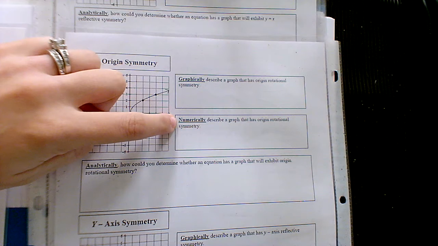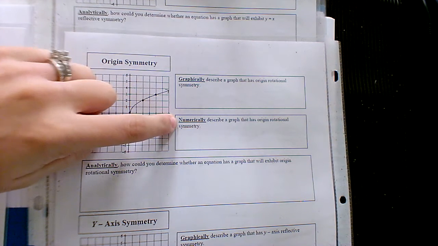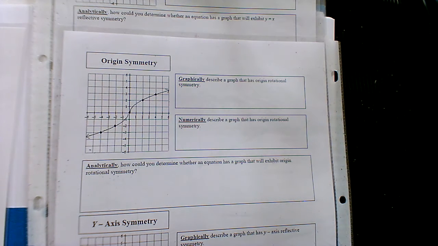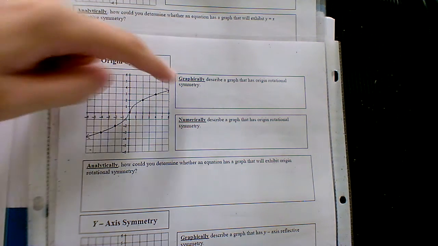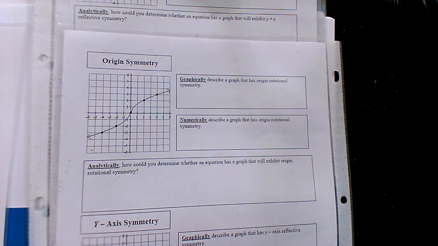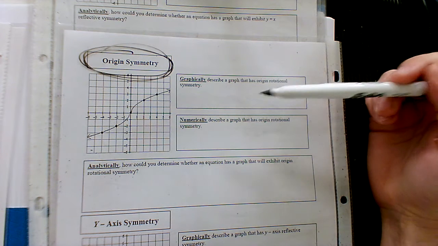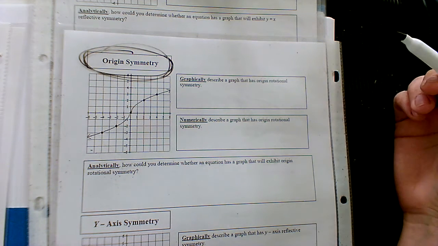If we have a table of values, that's what it means by numerically. You have some numbers or a table of values available for you. And then analytically means by hand, some algebra. So using these three different representations that we might have, how can we reach this conclusion of origin symmetry? Graphically is kind of the easier one because that's what we did on the previous page. We said that if we were to rotate it 180 degrees, it would be exactly the same. But maybe we can get a little bit more specific with that.